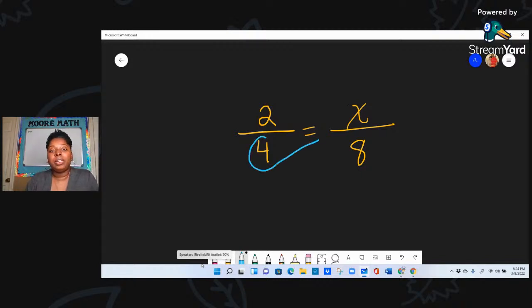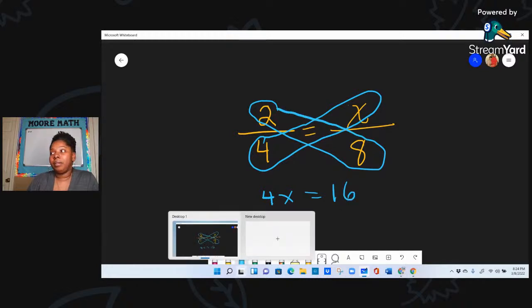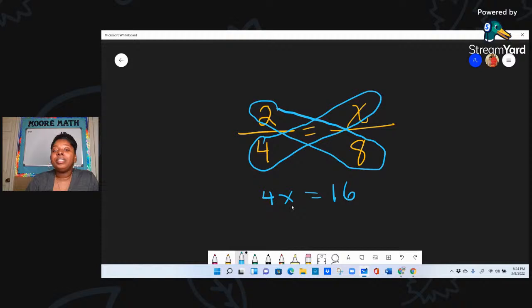We would do 4 times x, and the way we write that is 4x. And we would do 2 times 8, and 2 times 8 is 16. Okay. 4 times what is 16? To figure that out, we would divide by 4. And x equals 4.